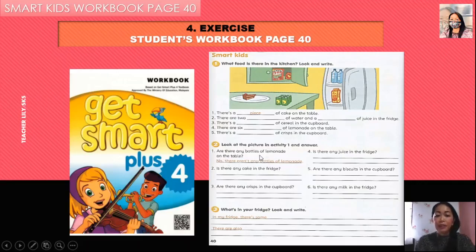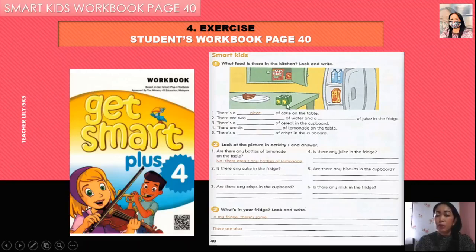Are there any bottles of lemonade on the table? Can you see any bottle of lemonade on the table? Bottle of lemonade. The answer is no. No, there aren't any bottles of lemonade on the table.